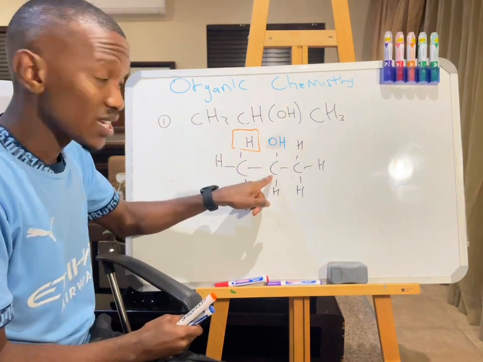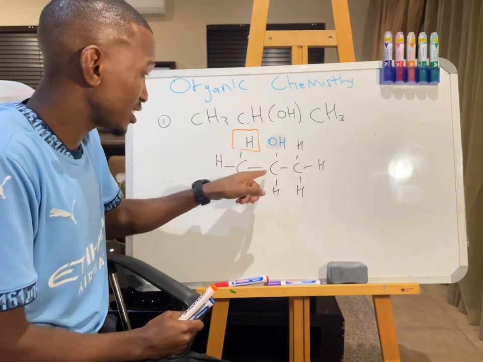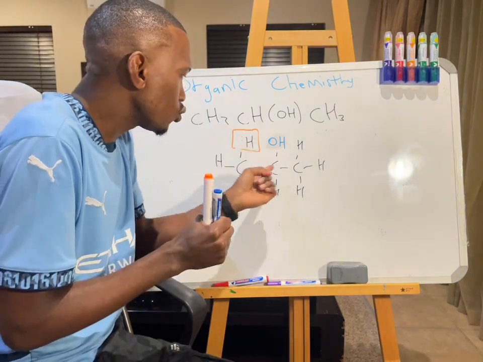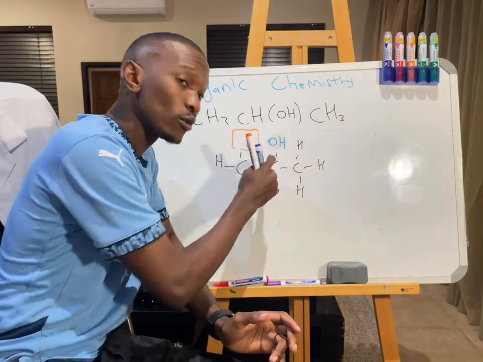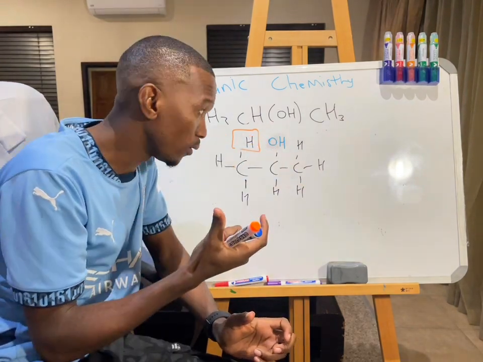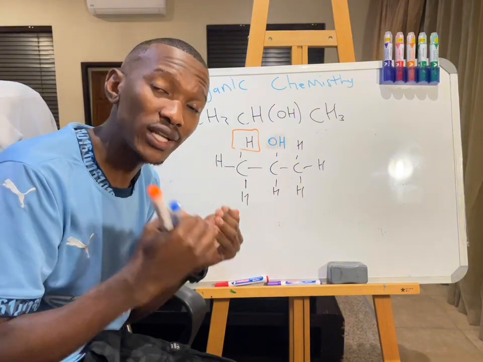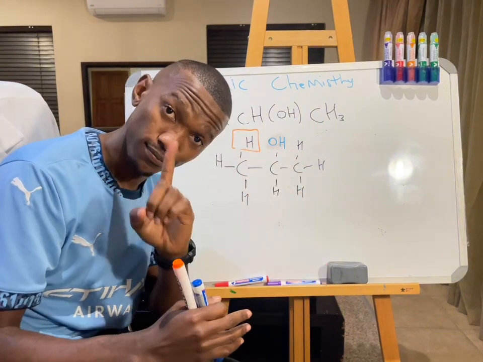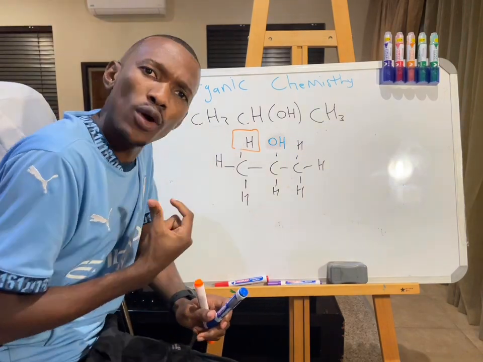Look at this carbon. This carbon that is in the middle is attached to two carbon atoms. It is surrounded by two carbon atoms. So whenever the carbon that has the OH, or the hydroxyl group, or the alcohol, is attached to two carbon atoms, we say that is a secondary what? Alcohol. Good. Now, what if we want to know about a tertiary alcohol?